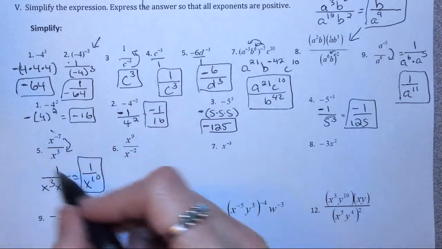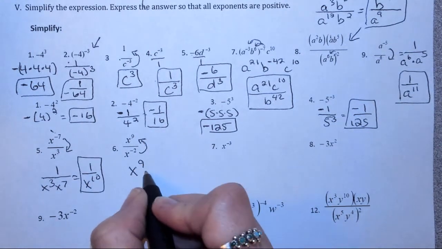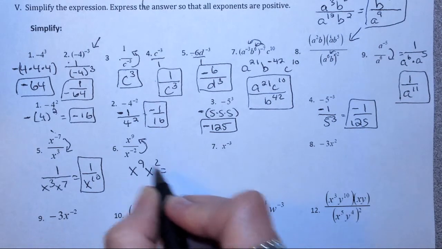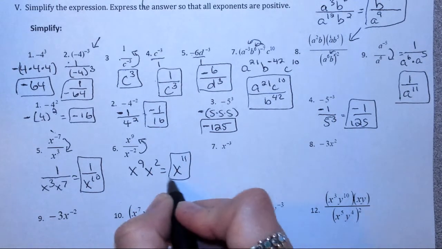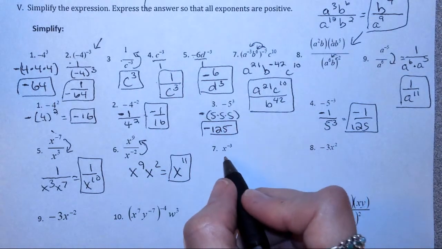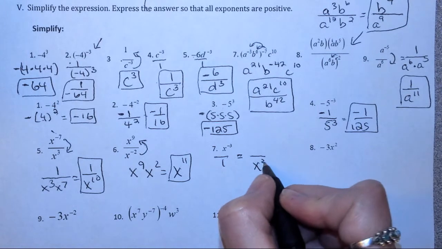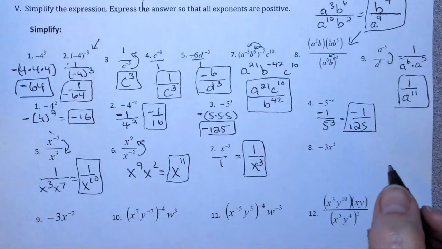Number 6 is kind of the reverse of what we just did. I'm going to move that negative 2 to the top. So x to the 9th, x to the 2nd, gives me x to the 11th. Number 7 is a lot like number 4. I've got a negative exponent, so I'm simply going to move it from the top to the bottom. And I put a 1 on top to hold the spot.